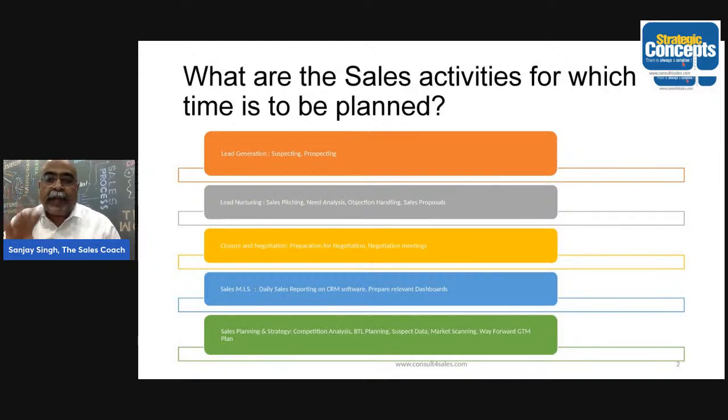And area number 5 is sales planning and strategy. Sales planning and strategy also requires the time of a sales professional. When I'm talking of sales planning and strategy, I'm talking of things like competition analysis, BTL planning, suspect data, market scanning, go-to-market plan, way forward. These are the things which come under sales planning and strategy.